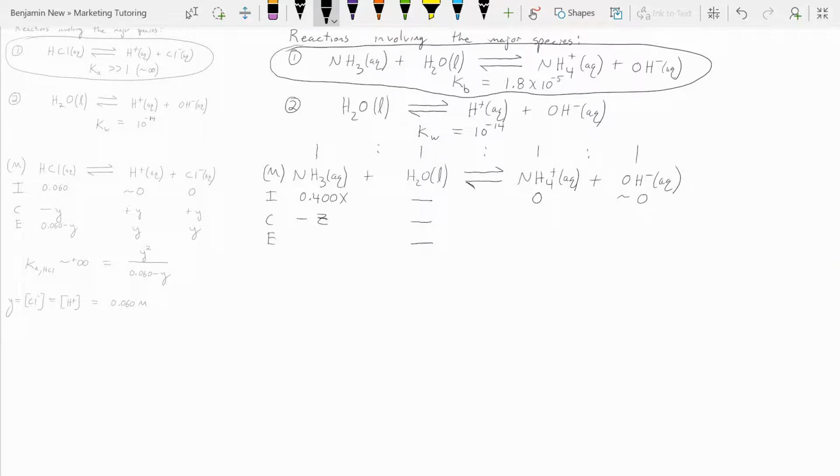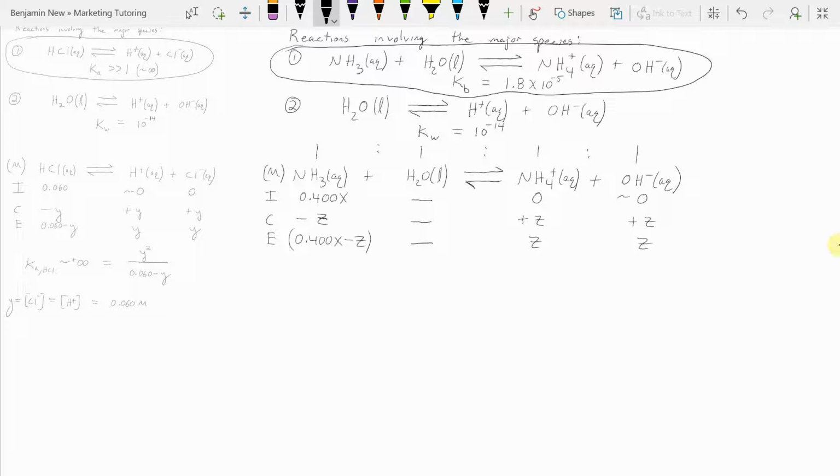Now through the stoichiometry, we have 1 to 1 to 1 to 1. So if we consume z molecules of ammonia, that means by the ratios or the proportions, we need to produce z molecules of ammonium ion and z molecules of OH minus. At equilibrium, we have 0.400x minus z as the equilibrium concentration expression for ammonia. For ammonium ion, we have just z, and for the OH minus ion, similarly, we have z.